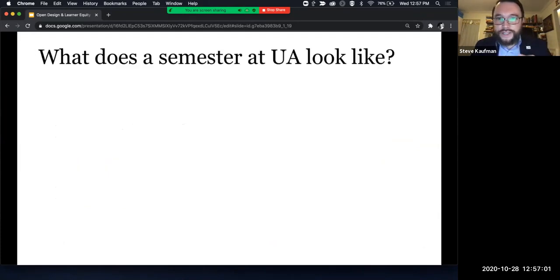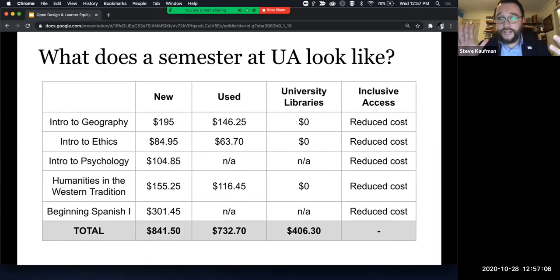So I mentioned earlier that I'm going to talk about what an actual semester at my campus looks like. And here's the chart. I just took a non-declared major, and here's just 5 classes you take, right? Your intro to geography, ethics, psych, a history class, a foreign language class. And we tell our students to budget for the full academic year, $1,000 for course materials. If I went the new route, I already spent $841. If I delayed my purchase decision, I might not have a used copy available. I'm at $732. If I partner with my library, I can at least bring some of that cost down, right? And of course, inclusive access will range based on the publisher. But the point is, we tell them $1,000 for a full year, and this is one semester, 5 classes.